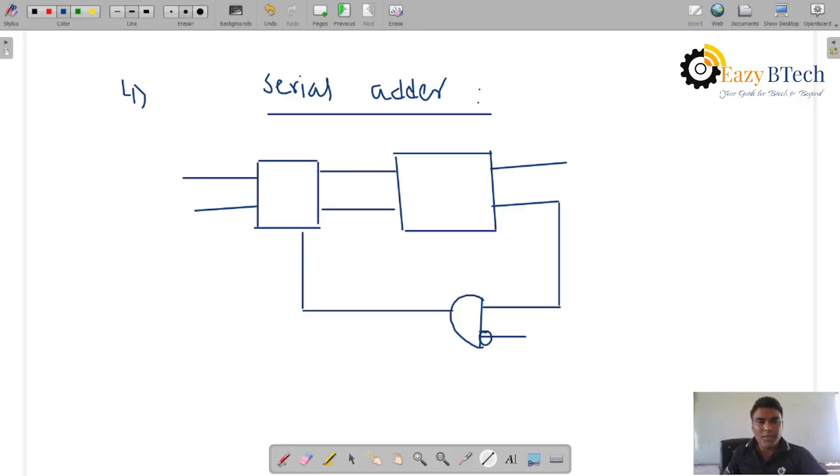So this is a full adder circuit. You see, this is a full adder circuit and a D flip flop, right? This is the sum value and the carry value. Sum value. Okay, this is the sum value and carry out.